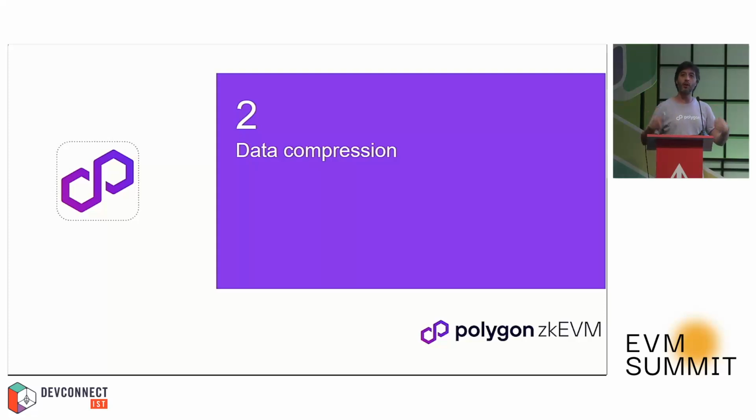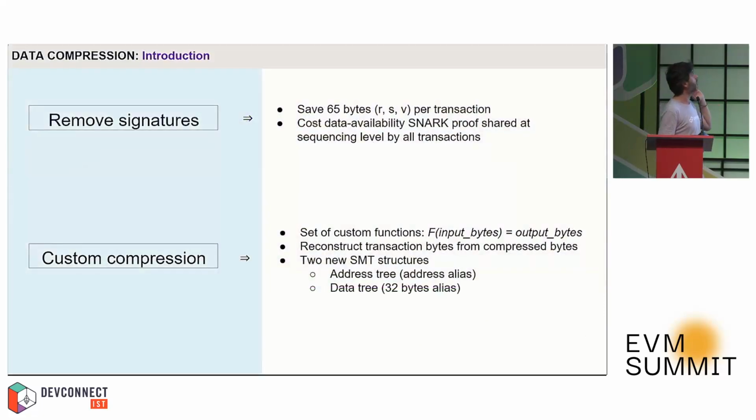Okay, and in order to do that, what are we going to do? First of all, we're going to remove signatures. Signatures are 65 bytes that currently go directly on chain as data availability, and it costs money. So in order to remove those 65 bytes, what we are going to do is a proof that takes all the signatures and verifies all of them. So basically, you remove all the signatures of all the transactions, and instead of that, what we are going to put on chain is a SNARK proof. And later on, inside the circuit in layer 2, we will verify this SNARK, which basically verifies all the signatures.